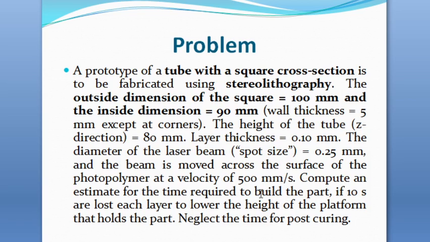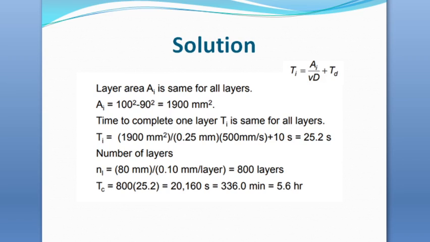Calculate the time for completing the part for the given size. Here 10 seconds are lost for each layer to lower the height of the platform that holds the part, and we neglect the curing. This is the formula for a single layer: the time for a single layer Ti is Ai divided by v times D, plus Td. It's a square cross section tube, the same for all layers, so Ai is the same for all layers.